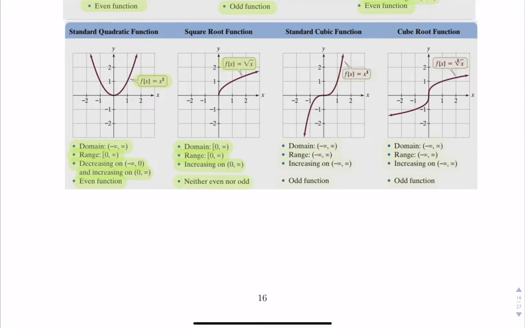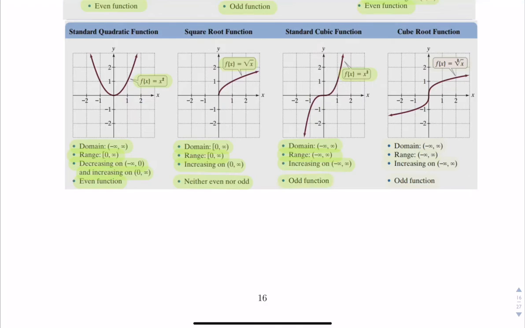We also have f of x equals x cubed. This is the cubic function. The domain is all real numbers, and so is the range. It's increasing from negative infinity to infinity, and this is an odd function.